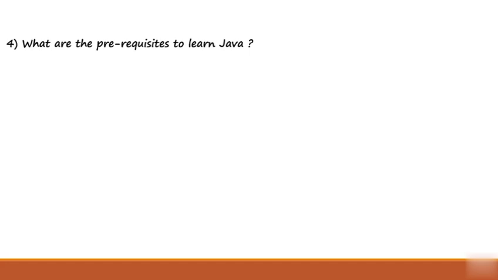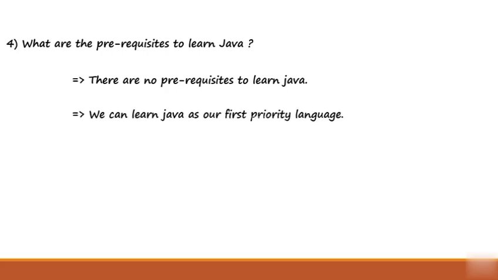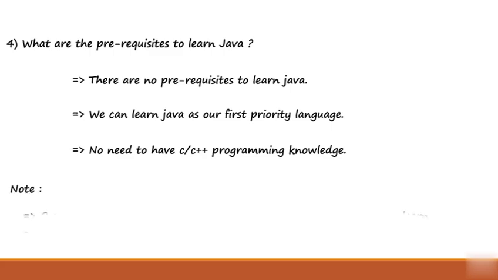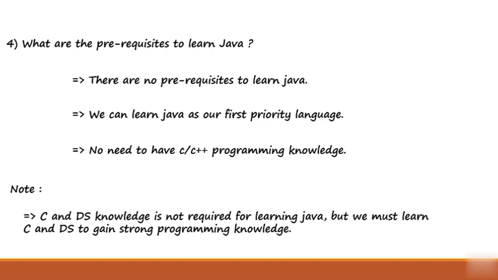What are the prerequisites to learn Java? There are no prerequisites to learn Java. We can learn Java as our first priority language. No need to have C or C++ programming knowledge. Note: C and DS knowledge is not required for learning Java, but we must learn C and DS to gain strong programming knowledge.